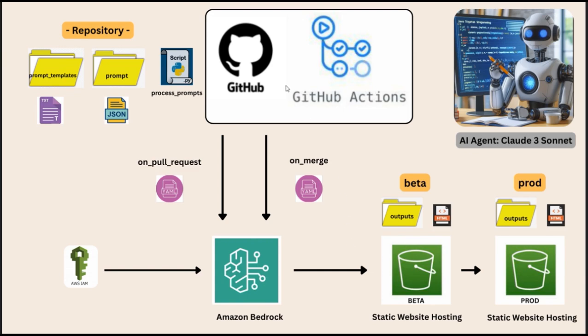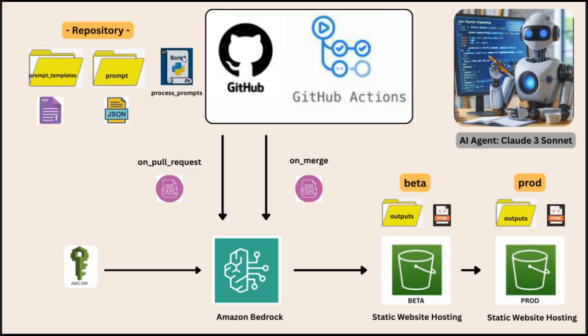So now within the GitHub account, I will be creating a repository. Within the repository, I'm going to create two folders. A prompt templates folder, which is going to contain text files. Within the text files are going to be customized prompts that I want to present to Amazon Bedrock to read. There's going to be a prompt folder, which is going to contain JSON files. Within the files are going to be variables. These variables will be used within the templates.